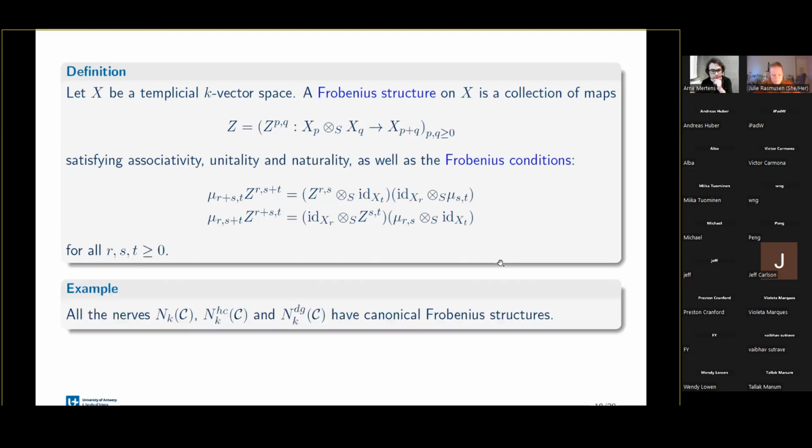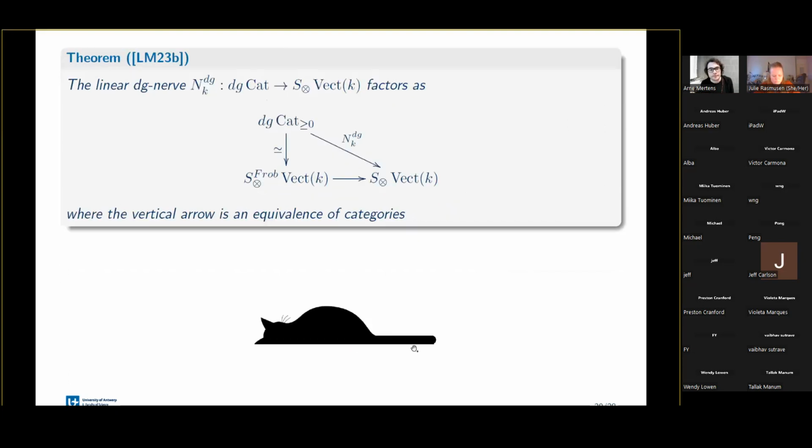And then you can see that all of the previous nerves, when applied to the appropriate category, will all have canonical Frobenius structures. In particular, this is the case for the DG nerve. Good. And then the main theorem, let's say, is the following.